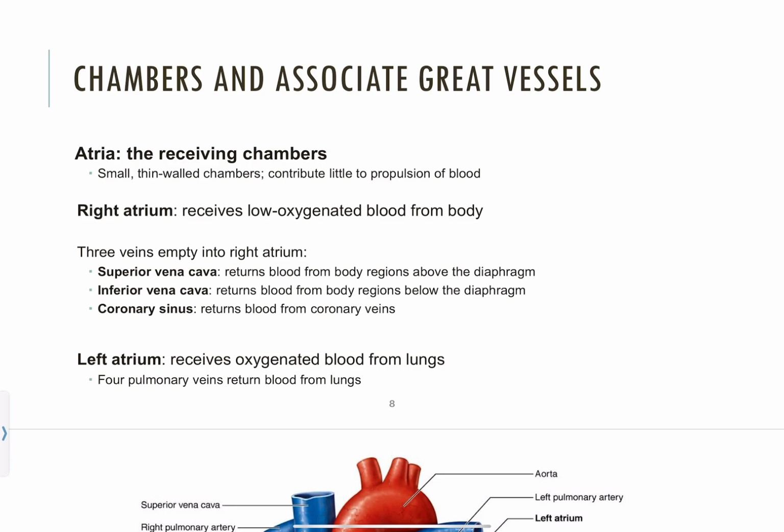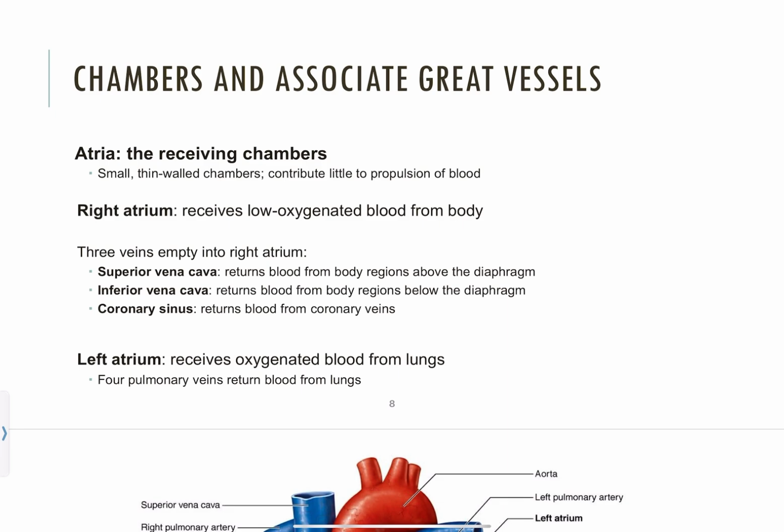The atria are really small, thin-walled chambers, and they don't contribute a whole lot to the force of the blood movement. The right atrium is going to collect blood from 3 major veins. We have the superior vena cava, meaning coming from above the diaphragm, and the inferior vena cava, meaning below the diaphragm, as well as the coronary sinus, which is draining blood from the heart muscle itself. The left atrium is going to receive heavily oxygenated blood through 4 pulmonary veins. There are 2 on the right and 2 on the left. They don't have specific names that you need to know.